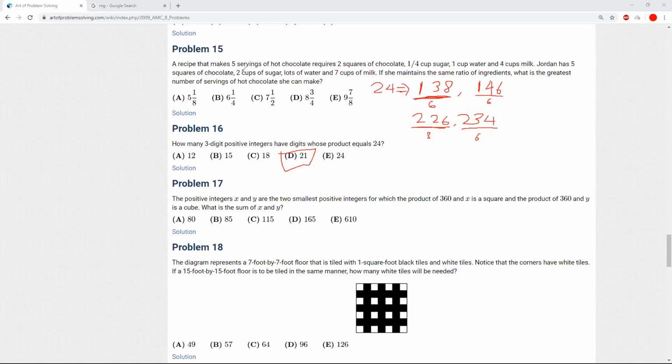So we just want to find all 3-digit integers that has a product equal to 24. So we see that like 138, the product is 24, 146, 226, and 234. We can check that these are the only possible ways of 3 numbers. Yeah, we just want to find 3 numbers that multiply to 24. Because the question asks us the 3 digits has the product equal to 24. So like 1 times 3 times 8 is 24. 1 times 4 times 6 is 24. And then 2 times 3 times 4 is 24.